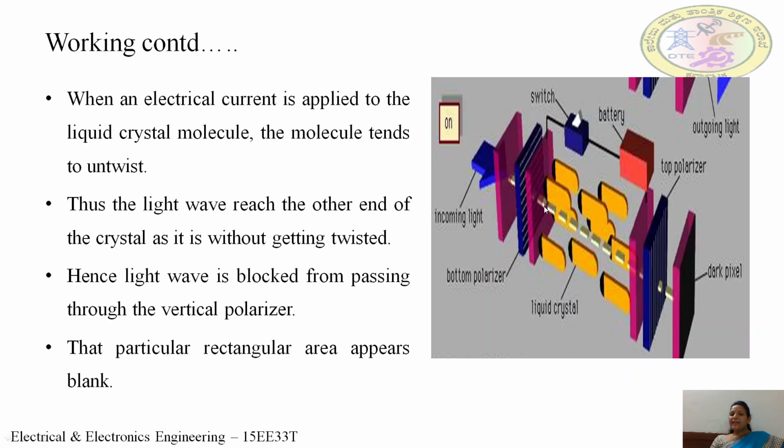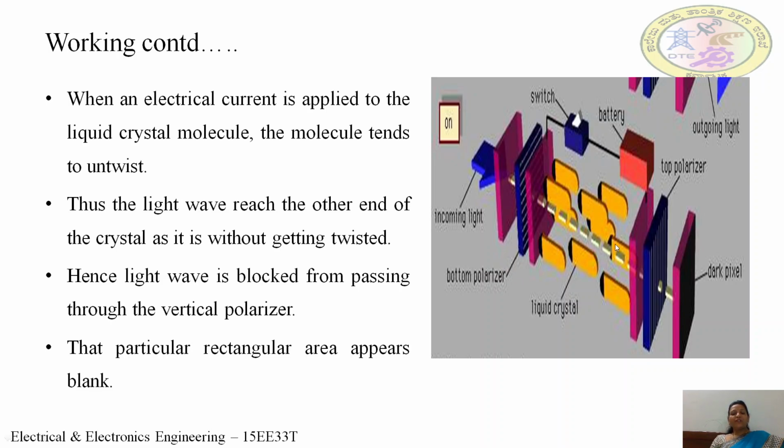So as the light enters the liquid crystal, these light waves pass as they are without being twisted because the molecules are now untwisted. Hence the light wave also reaches the other end of the liquid crystal without being twisted. Now on the other side we have a vertical polarizer, but the light coming is the horizontal polarized light waves. Hence they are blocked by the vertical polarizer.